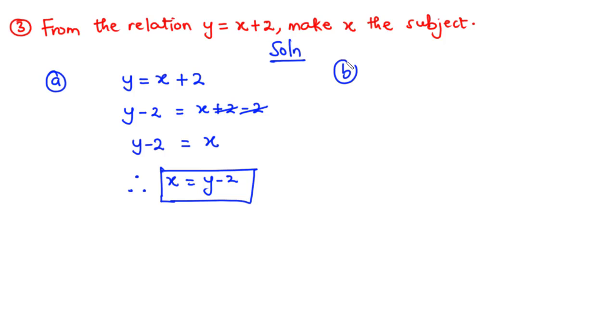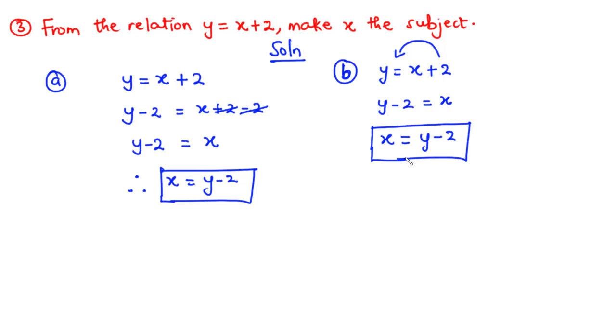Again, you can say that given the relation y equals x plus 2, what we can do here is transpose plus 2 to the other side of the equation. Now when a value crosses the equal to sign, it changes polarity. So this is plus 2. When it crosses the equal to sign, it becomes minus 2. So on the left hand side, we are going to have y minus 2, and that is equal to x. So therefore we say that x is equal to y minus 2. So either way can work. You can either use method A or method B.